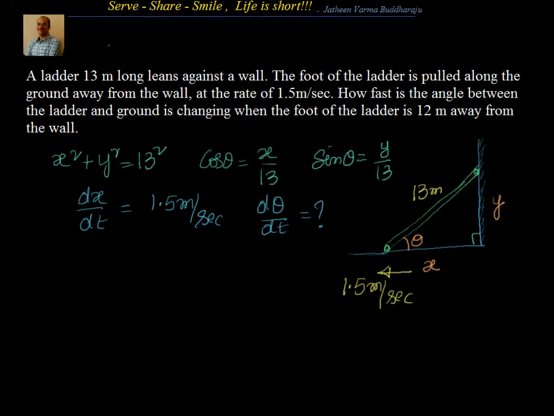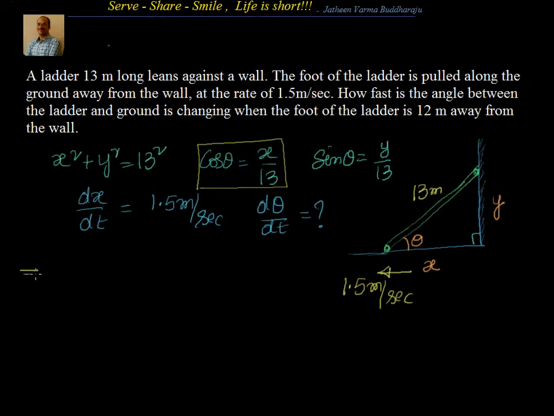So let us see in a simple way how we can solve this problem. We have to get an equation where x and theta are related. So I see that cos theta equal to x by 13 seems to be ideal, because when I differentiate on both the sides, I will get minus sin theta into d theta by dt equal to 1 by 13 into dx by dt. I already know dx by dt, so it's easy for me. I can easily find out what d theta by dt is.